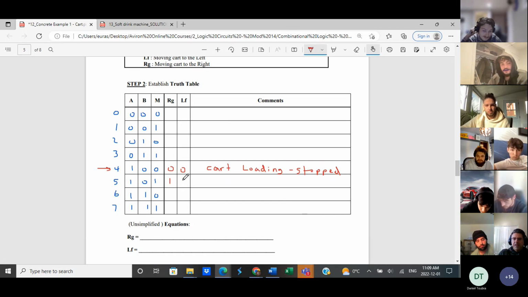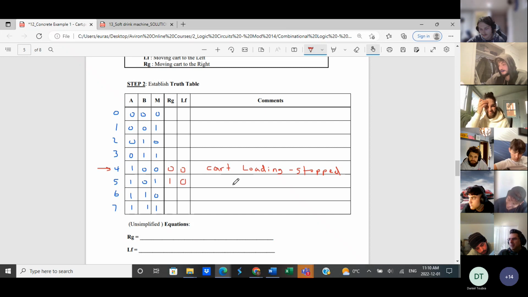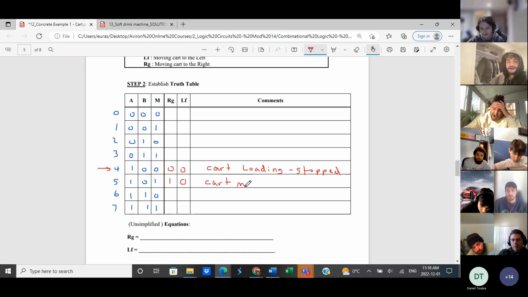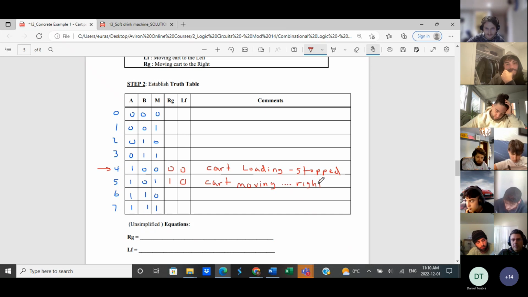If it's moving on the right, can it move left as well? No. You should try it out in your car. Go forward and then put it directly into reverse. See what happens. Not good. First of all, you can't go in both directions at the same time either. So here, basically, cart is moving right. Cart is moving right.